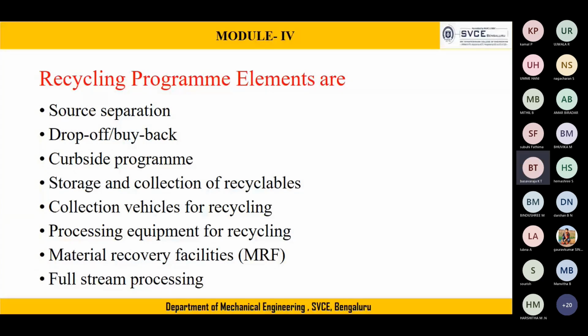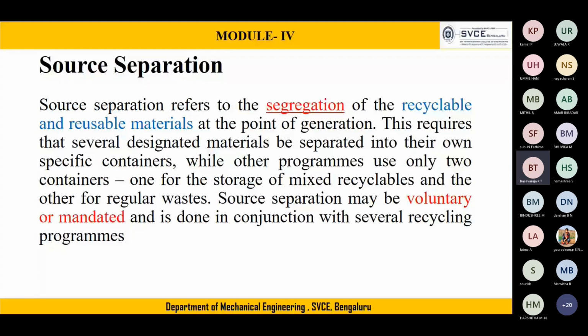Let us discuss one by one what these elements are and how they are useful for the recycling program. Let us take first source separation. As the name itself tells, it is a segregation of different types of wastes. In simple terms, it is a separation of different wastes.